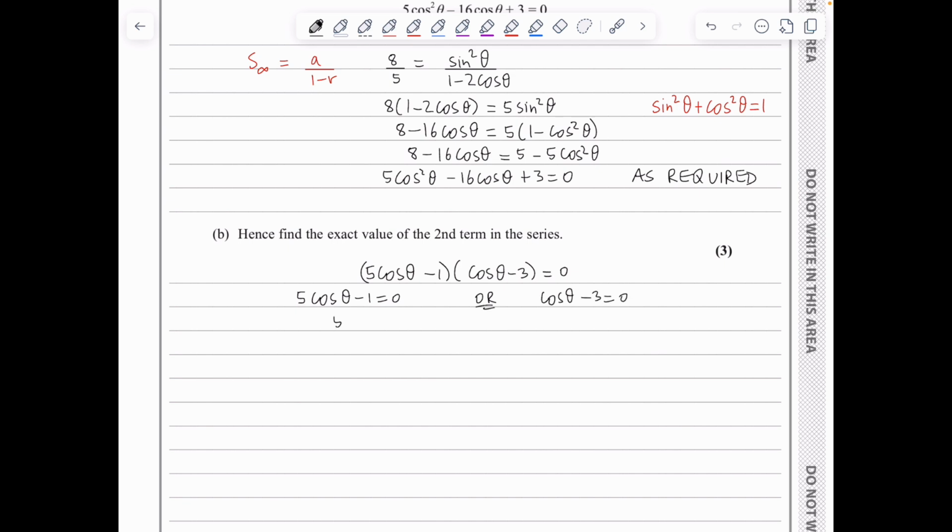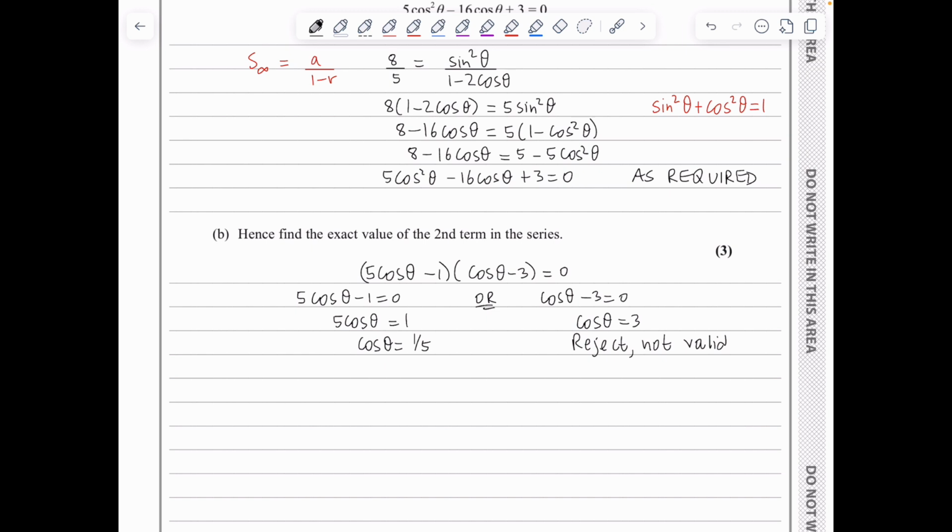So we're looking at 5 cos theta is 1. So cos theta is 1 over 5, or cos theta is equal to 3. Obviously this is rejected, it's not valid. Recall that cos theta attains values between minus 1 and 1. So we have established that cos theta is a fifth.